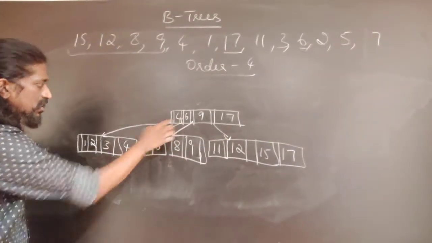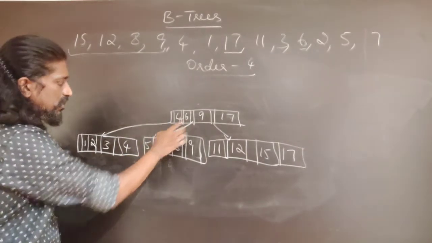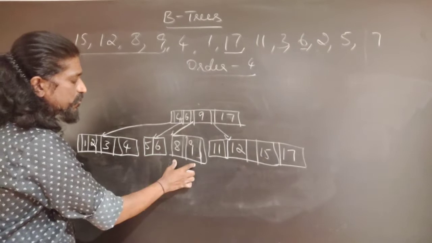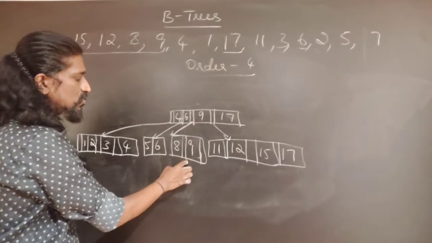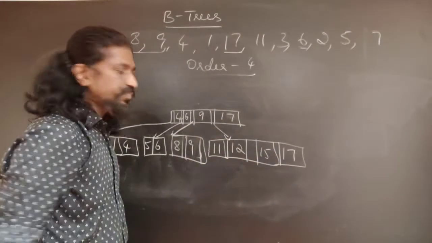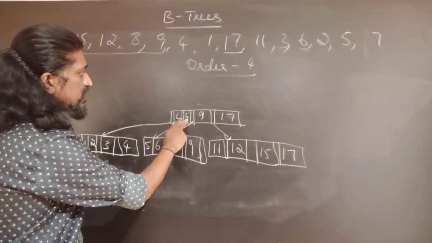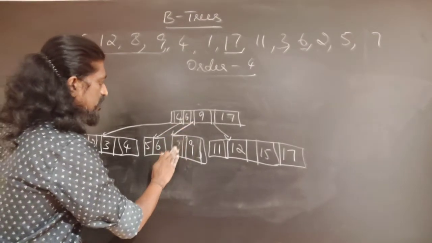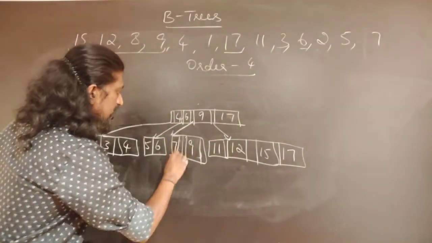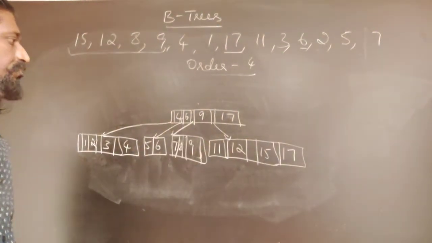Once again you can check, this consists of keys less than or equal to 4, this consists of keys greater than 4 and less than or equal to 6, this consists of keys greater than 6 and less than or equal to 9, it consists of keys greater than 9 and less than or equal to 17. So therefore where does 7 come? 7 actually is greater than 6 and less than 9, so it has to come here, so it will come in between 8 and 9. So this is how we have constructed the B tree.